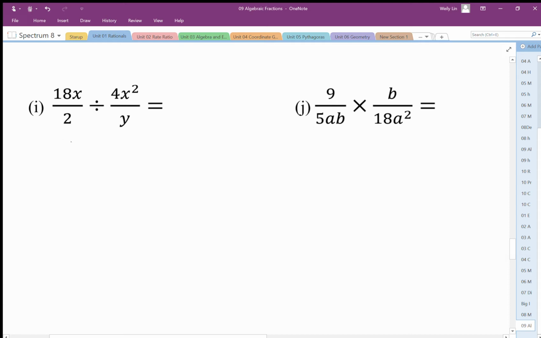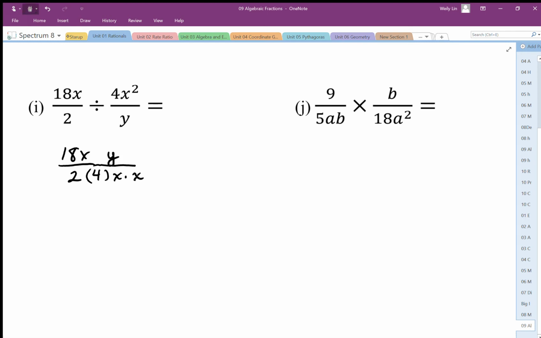So I'm going to do 18x, so that's a times by 18, times by x, so that goes in the numerator. Okay, that's a divide by 2. This says divide by 4x squared, so the 4x squared goes in the denominator. And I'm going to show that x squared as x times x, because I have two x's being multiplied there. That's a divide by y, so the y goes in the numerator as times.